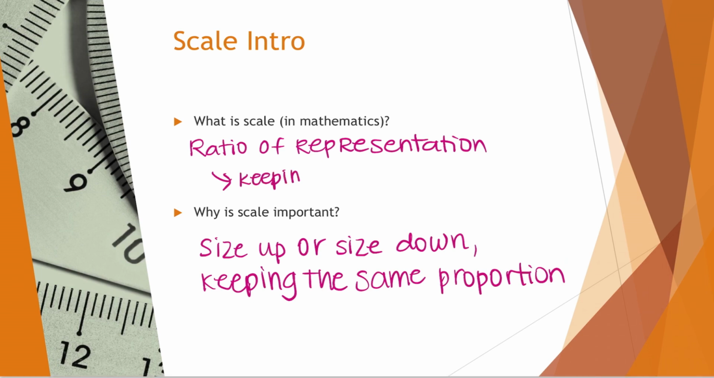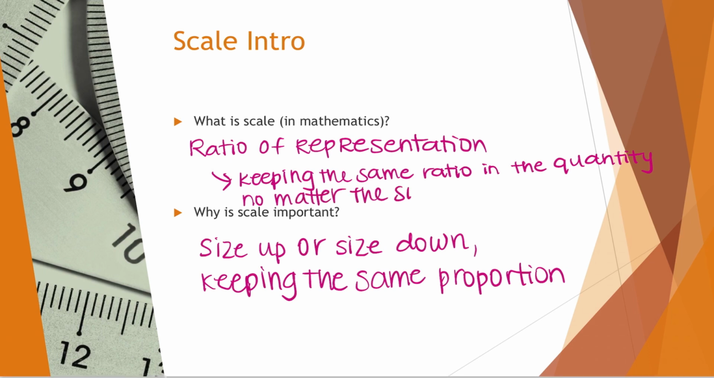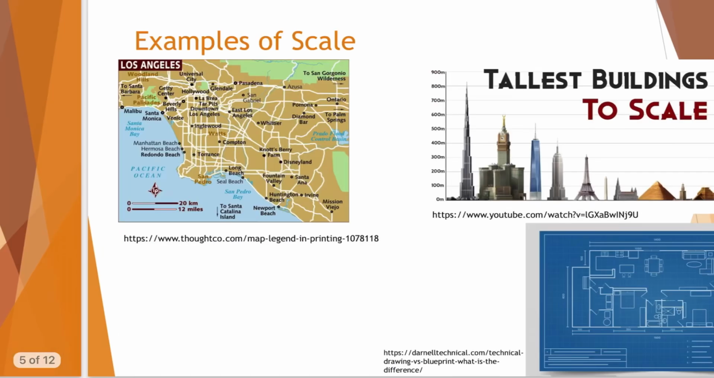So keeping the same ratio in the image, or actually in the quantity, we'll say, because sometimes it's not in terms of the image, although we are going to be mostly doing this with images. So we're keeping the same ratio in the quantity no matter the size. I could have a really big version or I could have a really small version, but I'm going to have the same ratio of the quantity. I'm still going to have the same picture. So if I started with a square, I'm not going to end up with a rectangle, for example.